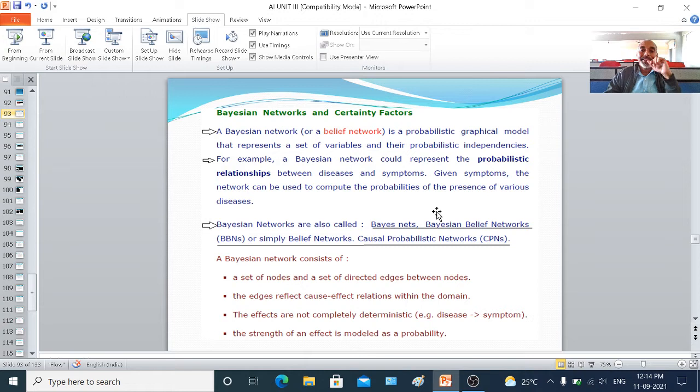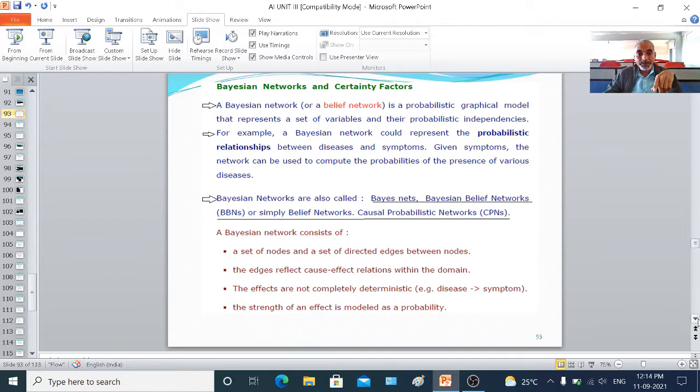Say, for example, if you are considering symptoms and diseases, how does the doctor predict, based on certain symptoms, what disease the patient is suffering from? He is going to do the diagnosis based on the symptoms. All of these symptoms and diseases can be constructed using a network called a Bayesian network, and for every symptom there will be some probability associated with it. That is what we are going to consider in these networks.